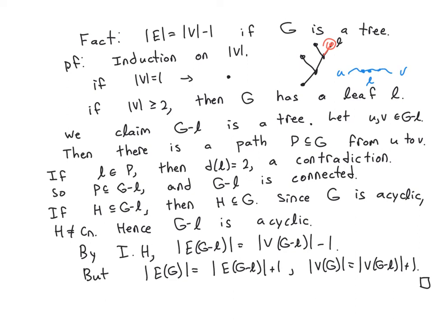All right, so why is G minus L acyclic? Well, if you take any subgraph H of G minus L, then it's actually a subgraph of G. Since G is already acyclic, we see that H can't be a cycle. So again, G minus L is acyclic. Acyclic connected graphs are trees. Therefore, the picture you see is in fact true and isn't just a result of the example we picked. If you take any tree and delete a leaf, you get another tree.